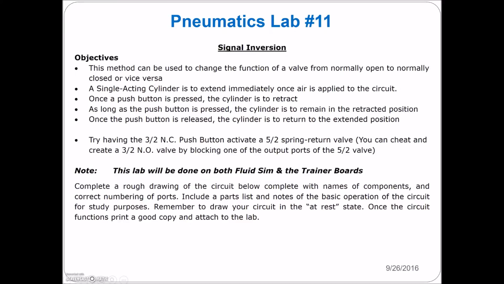Okay, so what we're going to do is have a 3-2 controlling a 5-2. And we're going to cheat and block off one of the output ports of the 5-2 valve, and change the output of that 5-2. Let's take a look in the fluid sim.